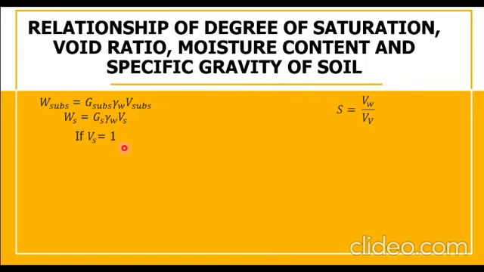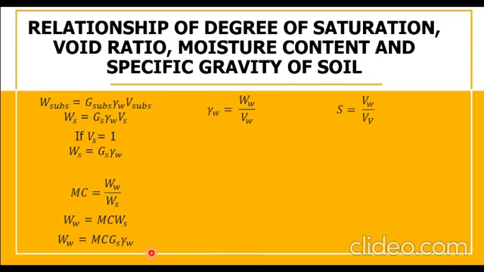If we assume that the volume of soil solids is equal to 1, the weight of soil solids will be the specific gravity multiplied by the unit weight of water only. And then, we know that the moisture content is weight of water over weight of soil solids. Therefore, weight of water will be equal to moisture content times weight of soil solids. And weight of water is equal to MC multiplied by specific gravity of soil multiplied by unit weight of water because we substituted the value of weight of soil solids here.